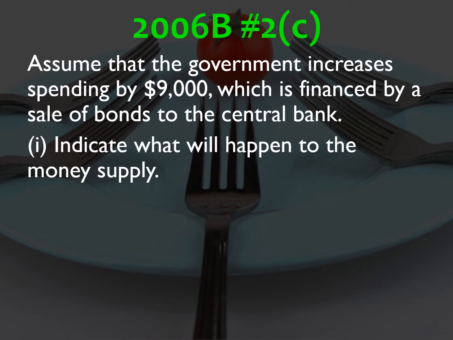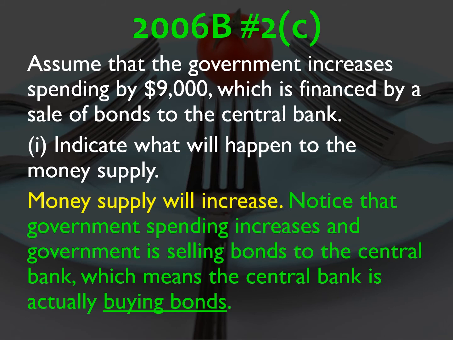C, assume that the government increases spending by $9,000, which is financed by a sale of bonds to the central bank. What will happen to the money supply? Well, the money supply is going to go up because the government sold bonds to the central bank. Notice the government spending increases, the government sells bonds to the central bank, which means the central bank is actually buying bonds. So read the questions carefully, because just because it says sale of bonds, don't automatically think, oh, money supply is going down. You have to see who's selling the bonds, who's buying the bonds. Here, the sale of bonds is to the central bank, which means the central bank is actually buying bonds. Money supply goes up. Very tricky.